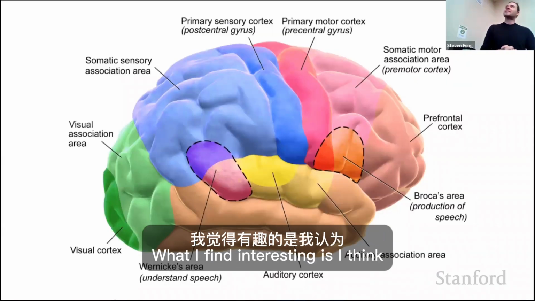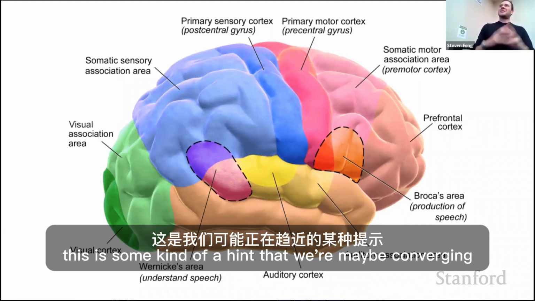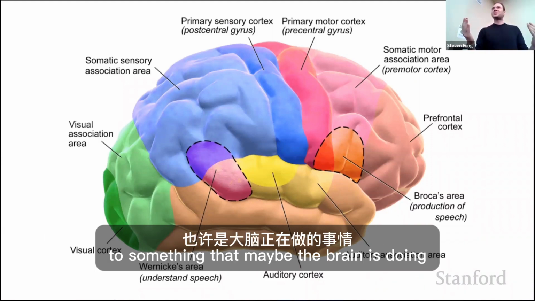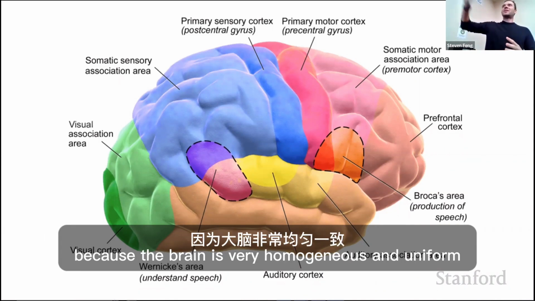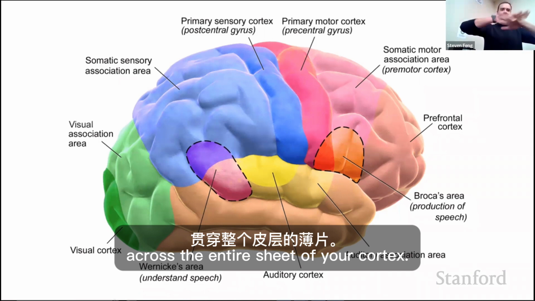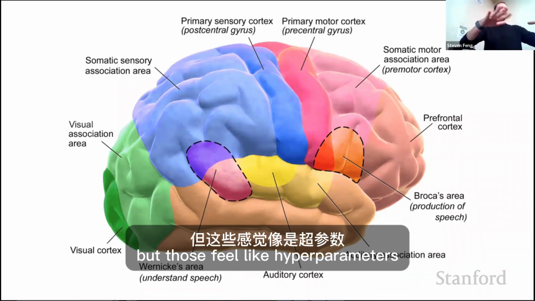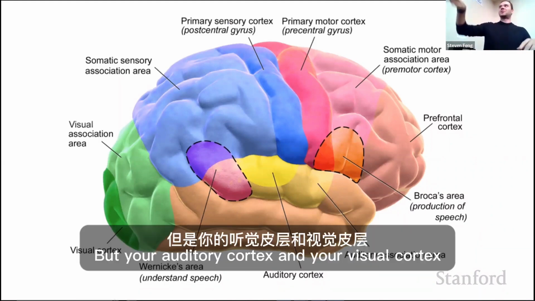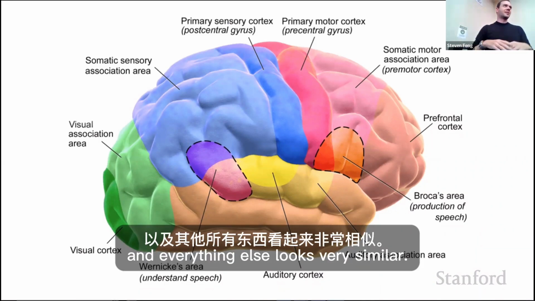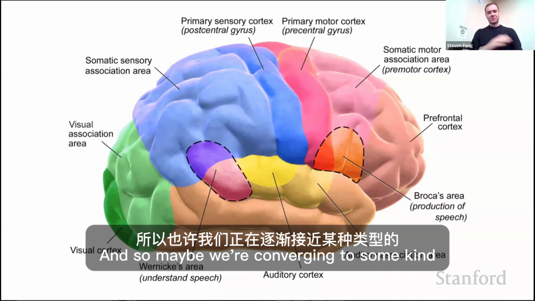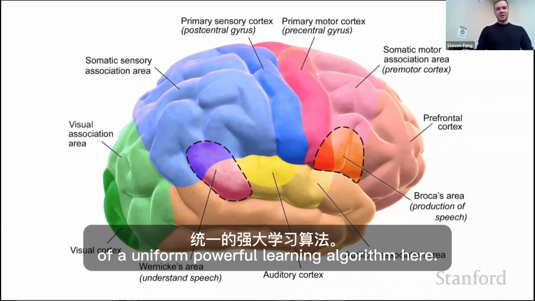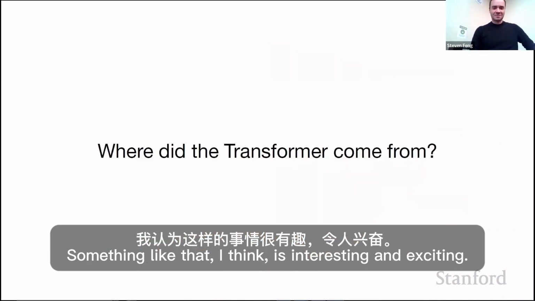What I find kind of interesting is I think this is some kind of a hint that we're maybe converging to something that maybe the brain is doing, because the brain is very homogeneous and uniform across the entire sheet of your cortex. And okay, maybe some of the details are changing, but those feel like hyperparameters of a transformer. But your auditory cortex and your visual cortex and everything else looks very similar. And so maybe we're converging to some kind of a uniform, powerful learning algorithm here. Something like that, I think, is kind of interesting and exciting.